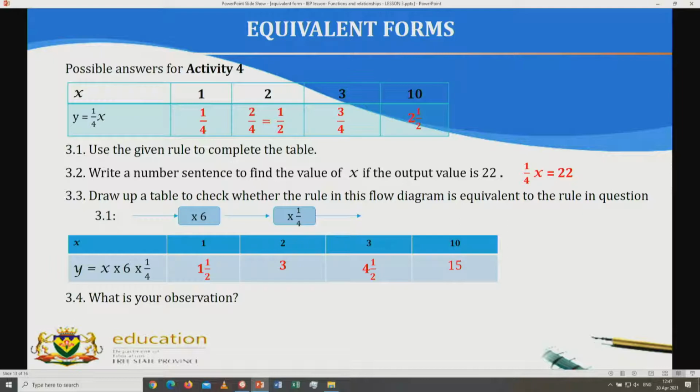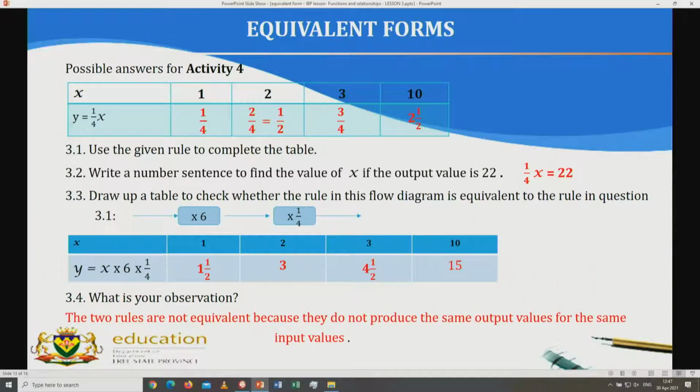Now, when you look at the two tables, do you see the similarities in the answers? Do you have the same output values? That's the first question that you have to ask yourself. We are having the same input values, but now, do we have the same output values? When you look at them, the answer will be no. Then, this will be our observation. The two rules are not equivalent because they do not produce the same output values for the same input values.